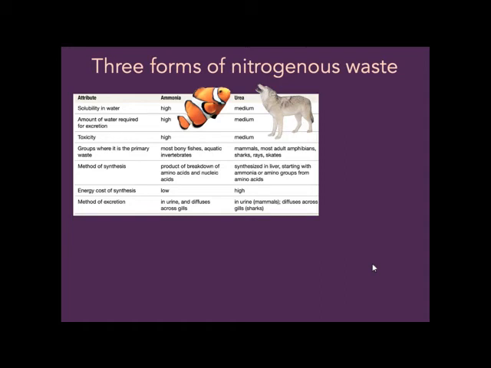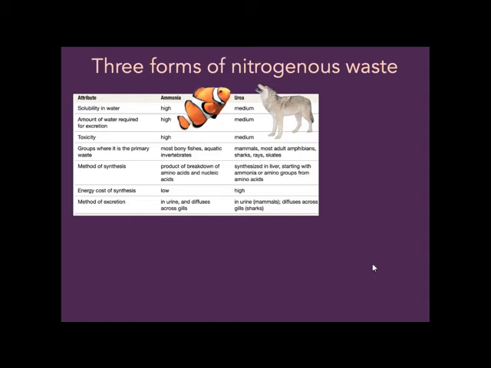So for a mammal, right, the waste product that they usually use to get rid of nitrogenous waste is called urea. And it is medium soluble in water. It takes about a medium amount of water to excrete it, and it is medium toxic. So you can hang on to it in the body for a while. It takes a certain amount of water to get rid of it, and it's fairly dissolvable in water. So you tend to find this as the nitrogenous waste product in mammals, most adult amphibians, sharks, rays, and skates.